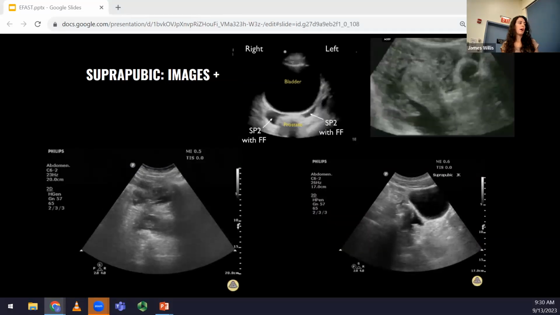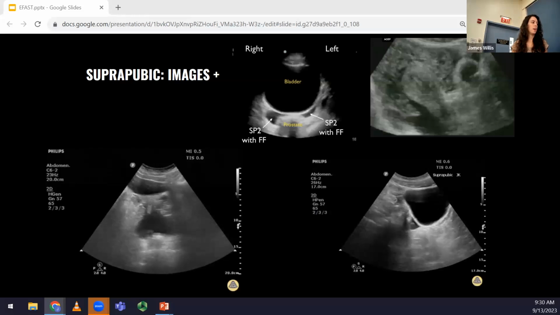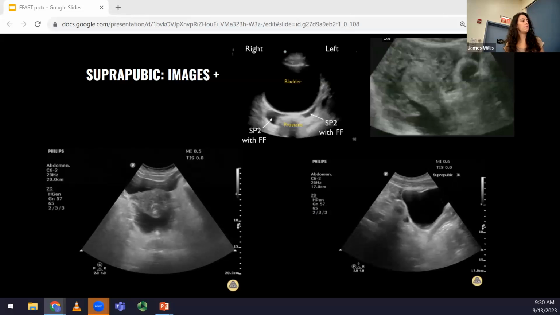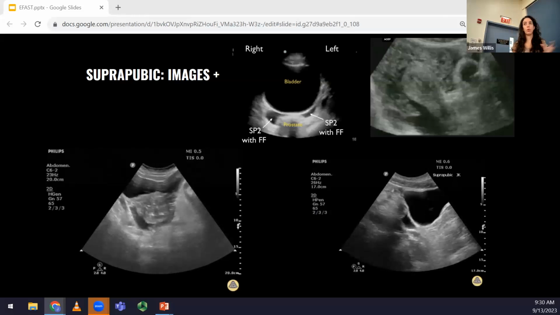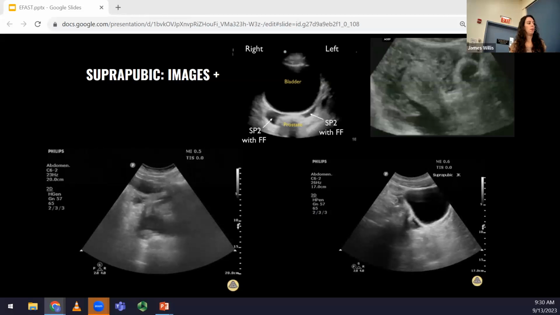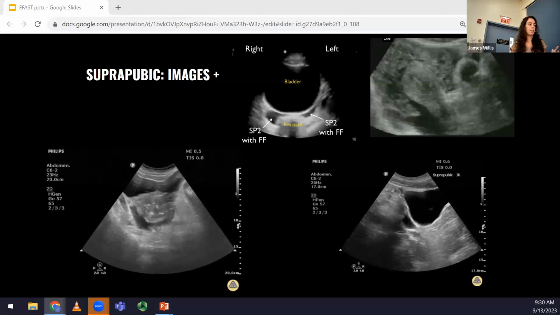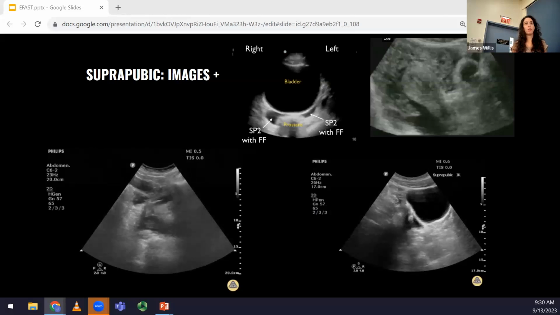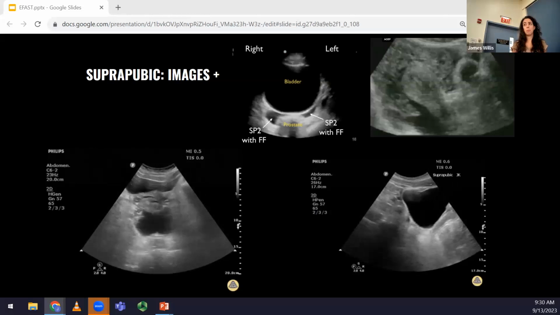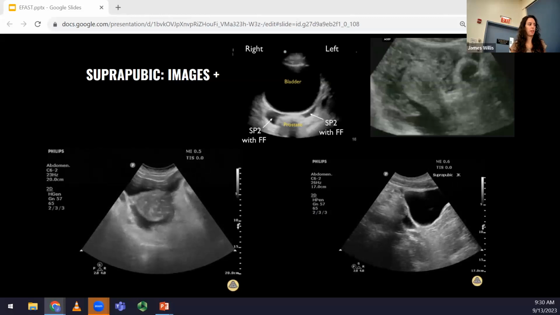So some examples of positive suprapubic scans. In the dynamic image on the bottom left, you can see actually the uterus floating in free fluid there. You're seeing bladder above, but then you're seeing this much more ill-defined structure. You have to know your anatomy. If you don't know that the uterus is going to be in that area, you might be very confused by what you're seeing here.